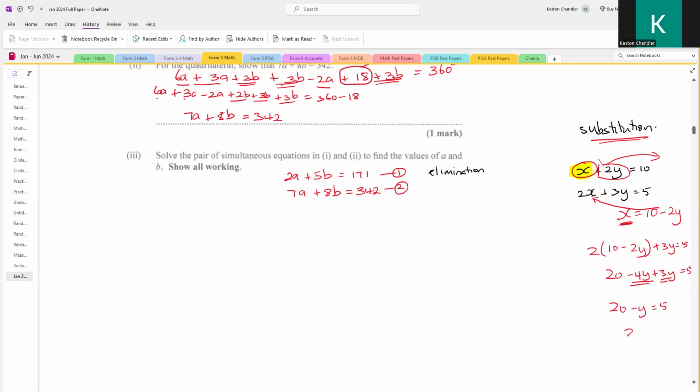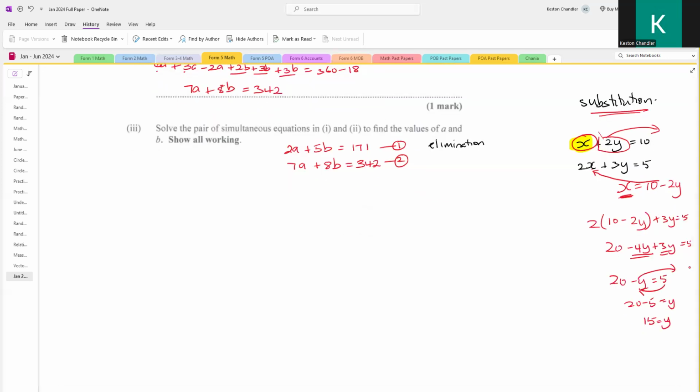We get 20 minus 5. I'll carry the y to this side to make it positive. I'll carry the 5 here to make it negative. And 20 minus 5 is 15. I could solve for y, and then I could go and find out what x is by taking x is equal to 10 minus 2y and subbing that 15 inside of here now.